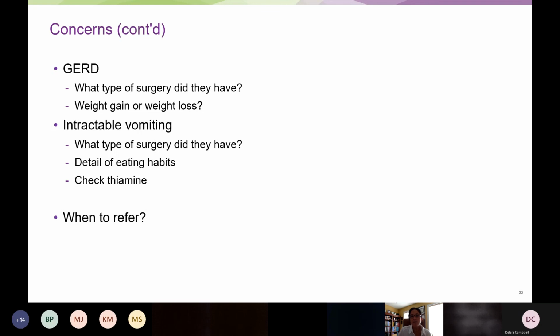When is it important to actually refer patients that have had bariatric surgery back to the surgeon? Well, I think any of those problems, abdominal pain, reflux, vomiting, any of those issues, send them back. We would be happy to see them and figure out what's going on with them. Next slide.